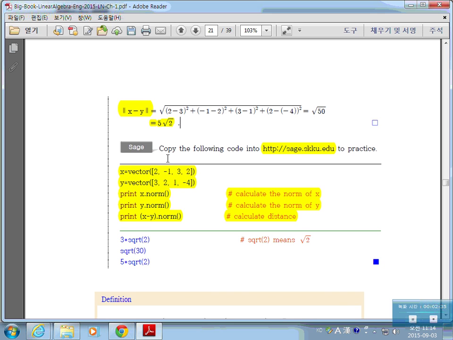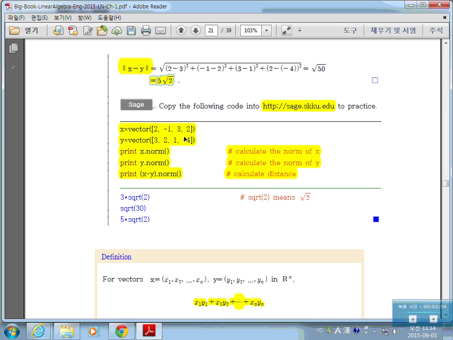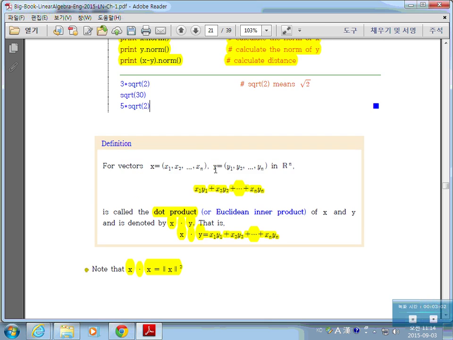And this can be done in this way. If we define two vectors, x and y, like this, then the norm of x, the norm of y, or the norm of the difference x minus y gives us the same answers as we see here. You can actually practice it. With this command, you can always find the norm or distance of vectors of any size without any extra work.